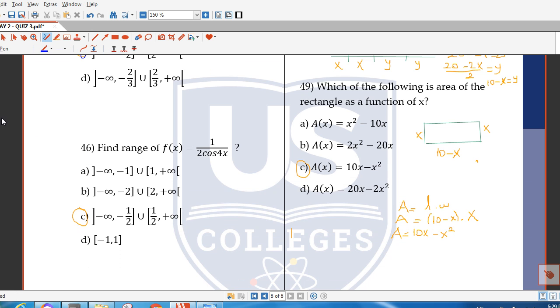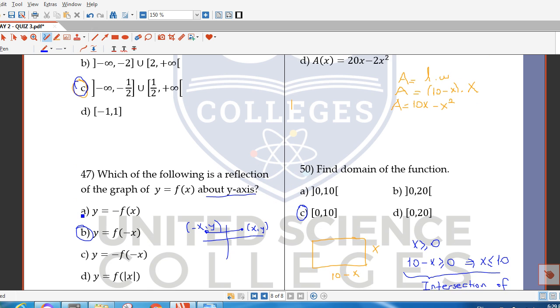Range of the function: we are going to use the same logic. Because of the 1 over, we are going to use the reciprocal, meaning the region before minus 1 and after 1, but it will be used with a coefficient. If we multiply the endpoints by 1 over 2, the answer is going to be C.